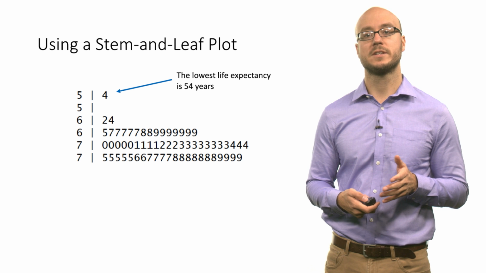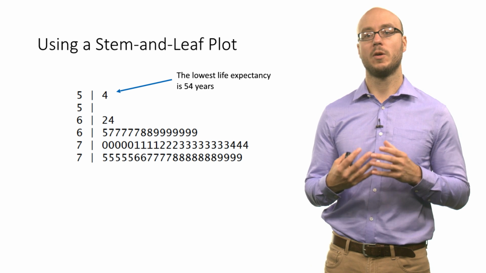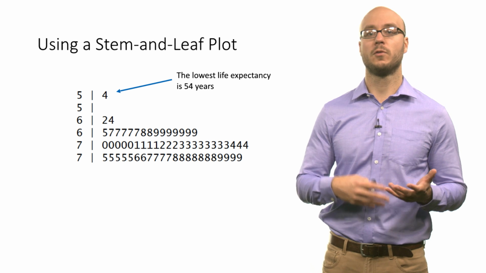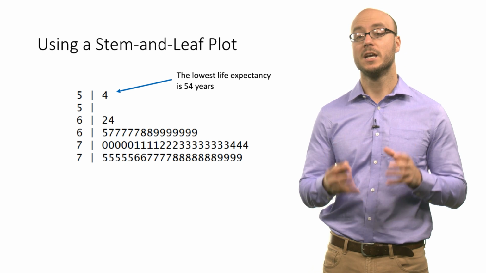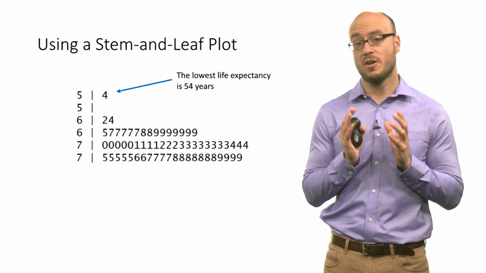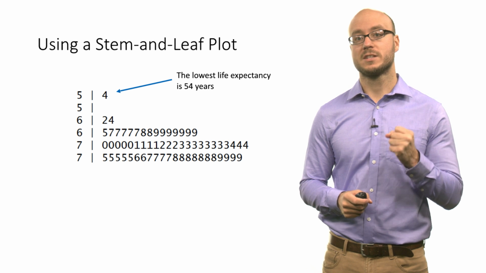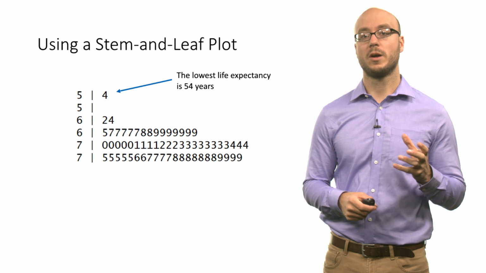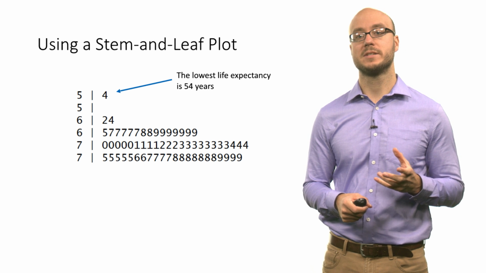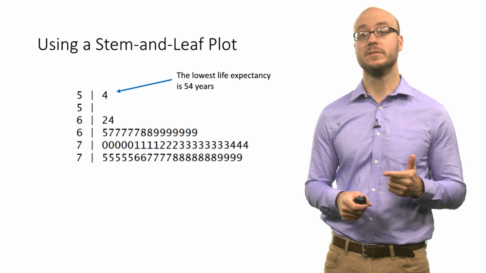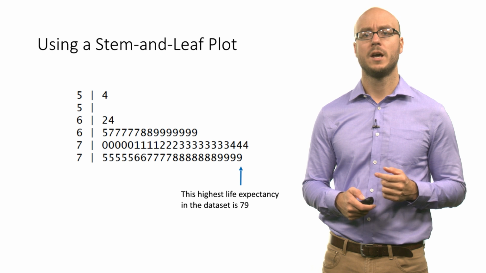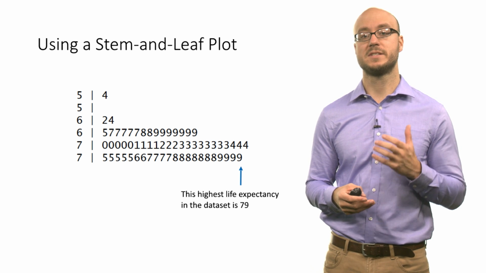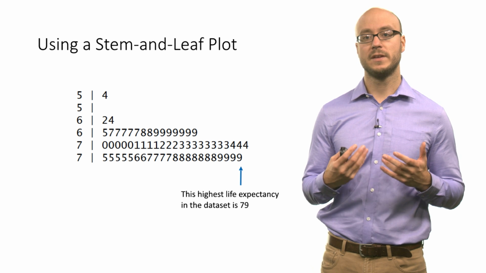ones place. So for example, in this data set, it's all these sort of integers. It's these counting numbers, 54, 56, 78, 80. There aren't decimal places. So in our data set, the lowest life expectancy is 54 years. That's just a reconstruction of the observation based on the stem of 5 and the leaf of 4. The highest life expectancy in our data set is 79. That's because the stem is 7 and the leaf is 9.